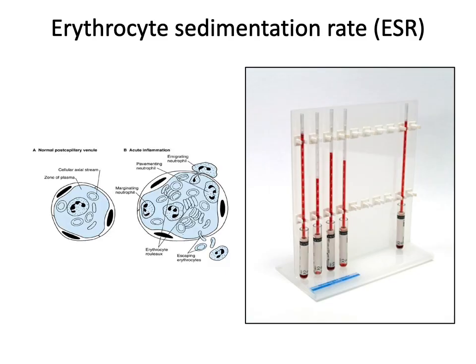Okay, and this is the setup. You just let it stand for 1 hour or 1 to 2 hours depending on the method. And then you measure the fall. Okay? So if the ESR is high, that means it took time for blood to go down. So that means active inflammation is taking place.